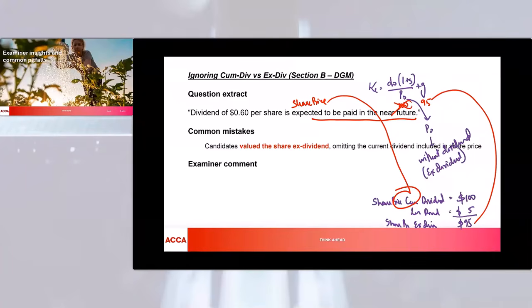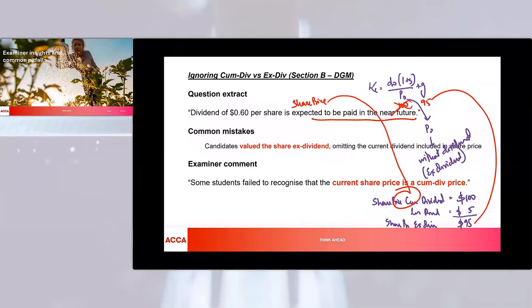And what was the examiner's comment in the examiner's report? The examiner's comment is that some students failed to recognize the current share price as a cum dividend share price, and they missed reducing the dividend from it to arrive at the ex dividend price. And take care not to use cum dividend anywhere in the calculation. The entire syllabus requires you to calculate everything only ex dividend and not cum dividend.